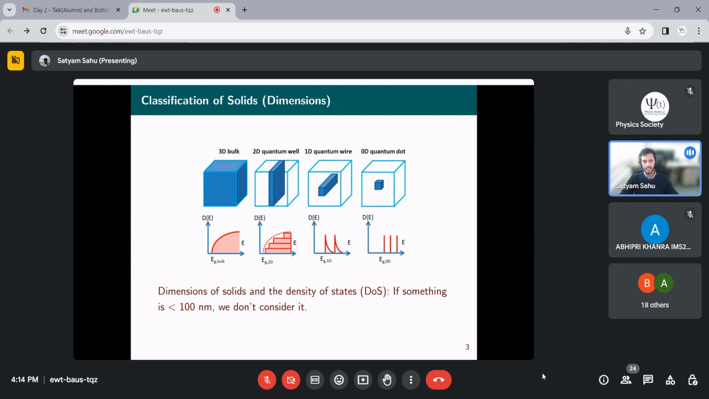And similarly, when you reduce two of the dimensions to less than 100 nanometers, you are in the quantum wire range, which is 1D, and finally the quantum dots, where you have very discrete density of states.